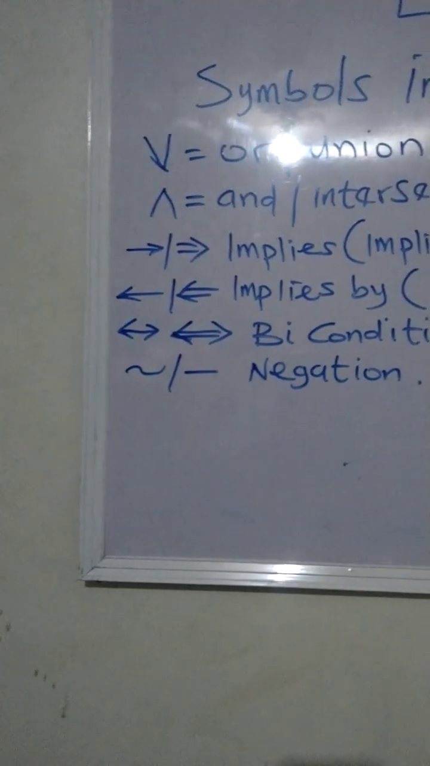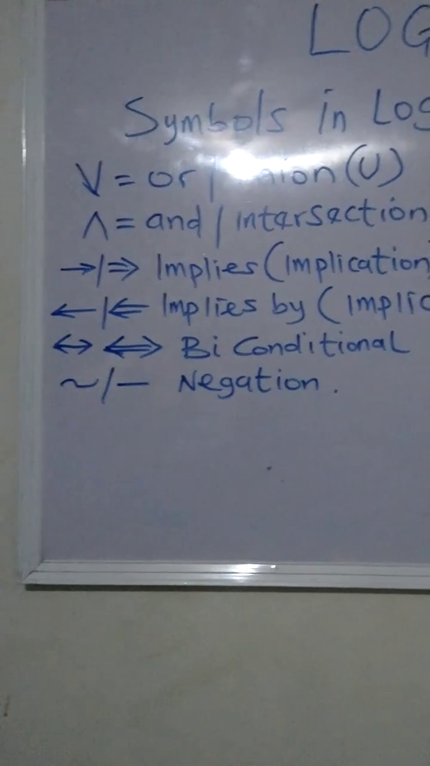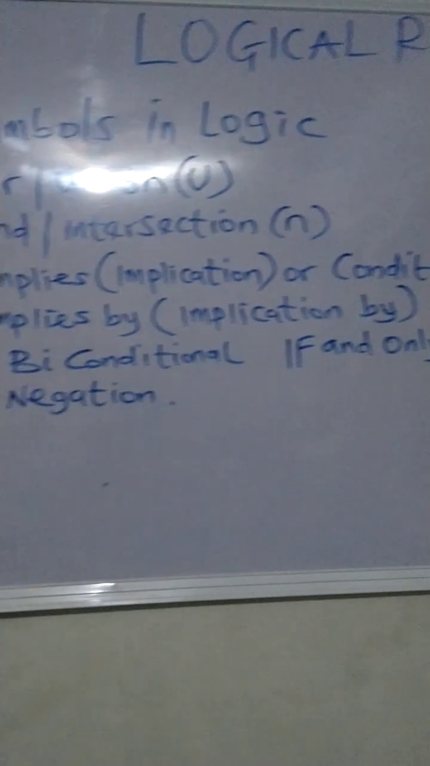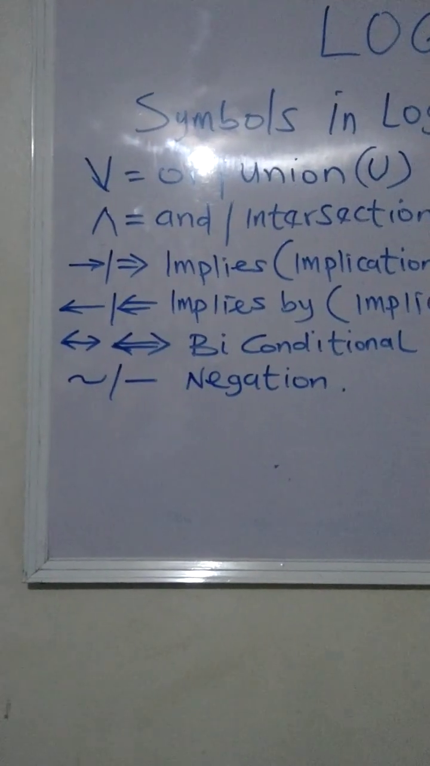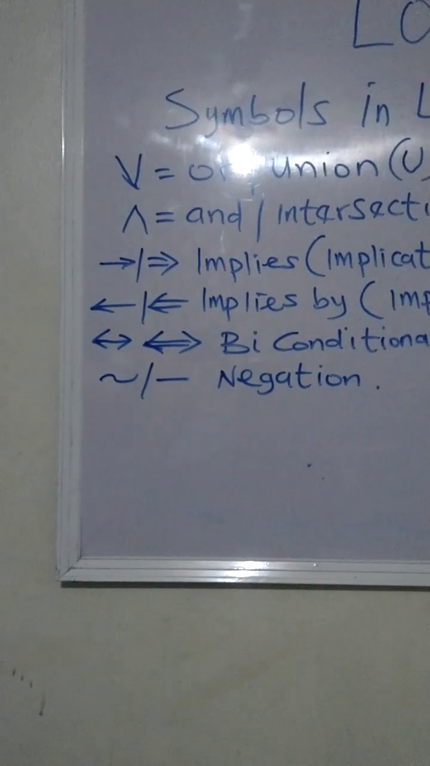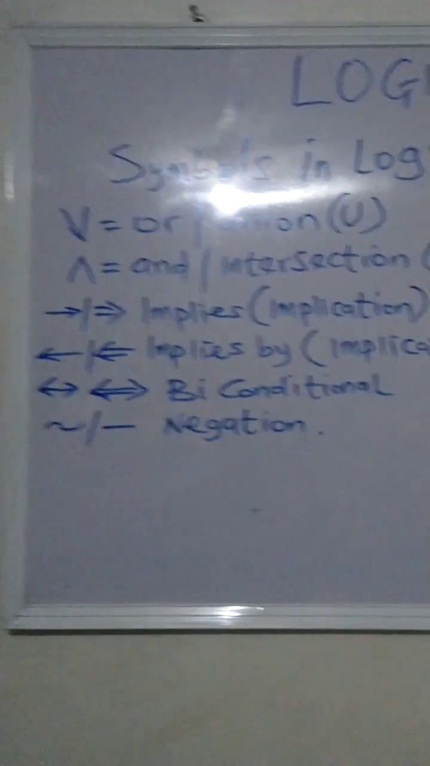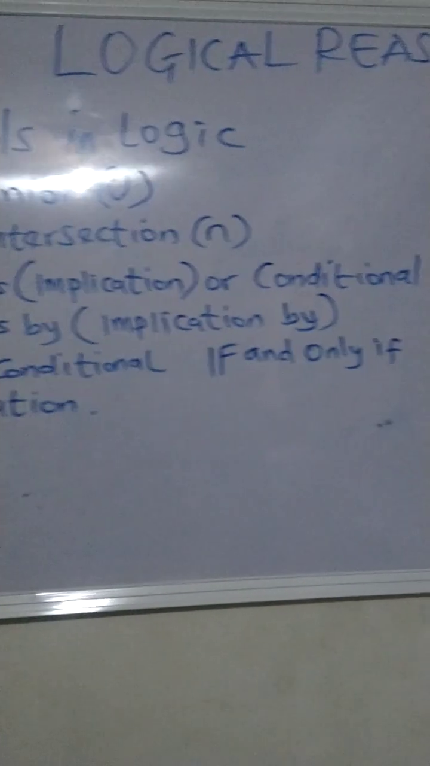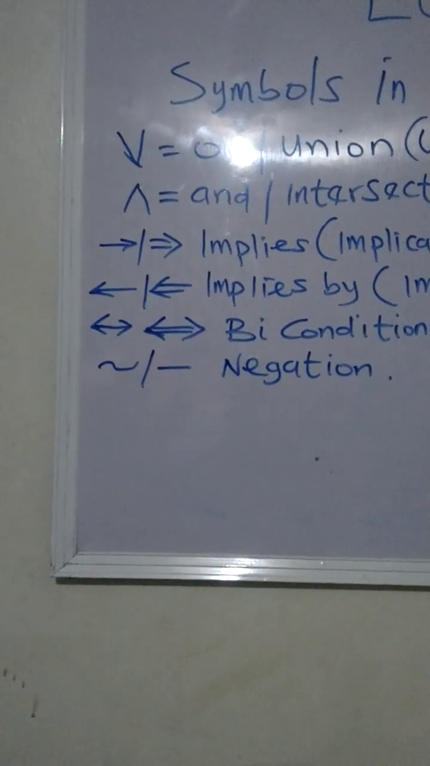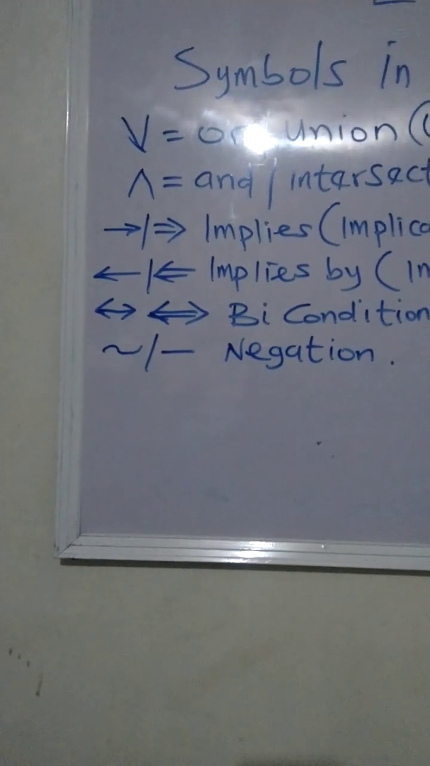The fourth one is on the board. That symbol is implies by, or implication by. The third one is implication or implies, but for the fourth one, look at where the arrow is pointing. It's pointing towards the left hand side, so you call it implies by, or implication by. Let's move to the fifth. The fifth is an arrow that is pointing towards the left and the right. We call it biconditional.